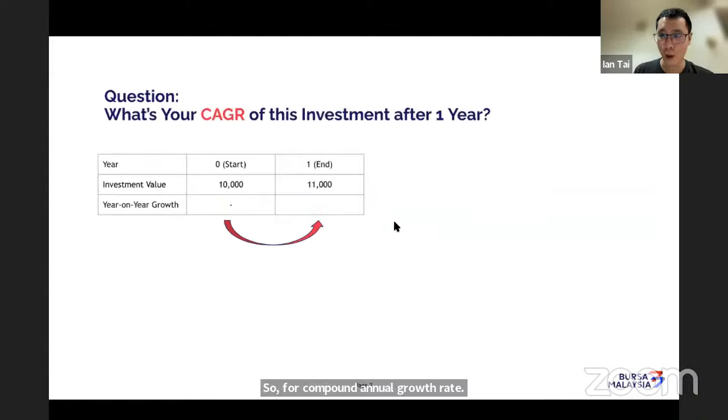So let's go through this simple question over here. What is your CAGR of this investment after 1 year? Let's assume you are given 10,000 ringgit to invest into something. This will be your initial capital. After 1 year, the value of your investment has grown to 11,000 ringgit. So starting at 10,000, now you ended up with 11,000 ringgit.